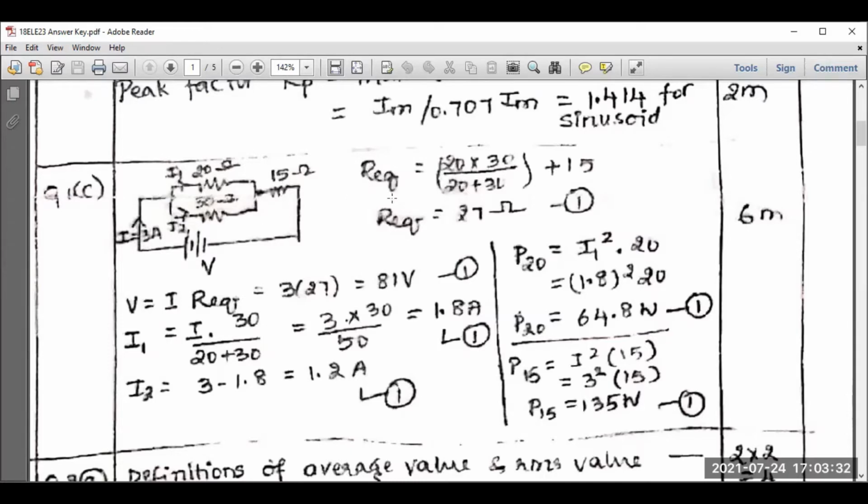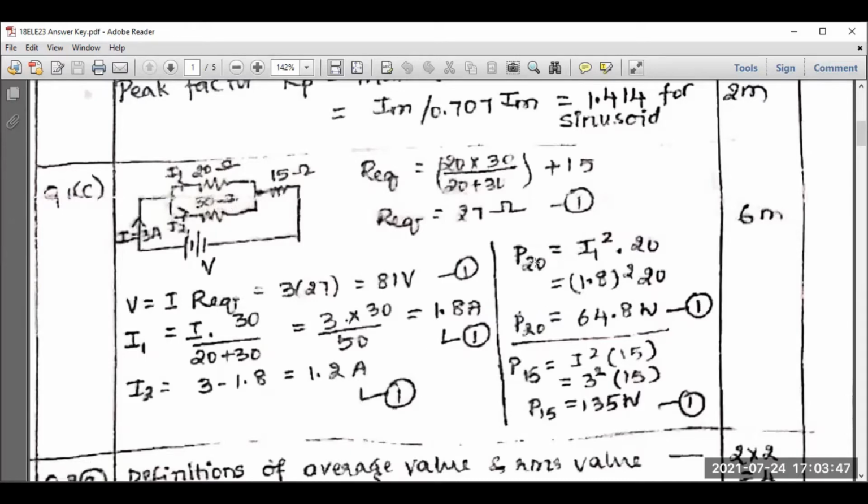So first of all, you have to calculate the equivalent resistance. Later, you have to calculate the total voltage. Afterwards, you can apply the current division rule. Then you will be able to calculate I1 and I2. I1 is the current flowing through the 20 ohm. I2 is the current flowing through the 30 ohm.